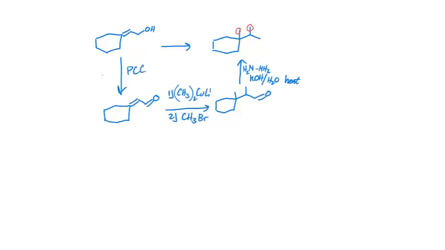A little PCC to oxidize to the aldehyde, then we can add 1 methyl group here at the beta position as a nucleophile, then we can add another methyl group here at the alpha position as the electrophile, that's these 2 methyls, and then our end product has no carbonyl, so we can remove the carbonyl altogether using the Wolff-Kishner. Here's another example.